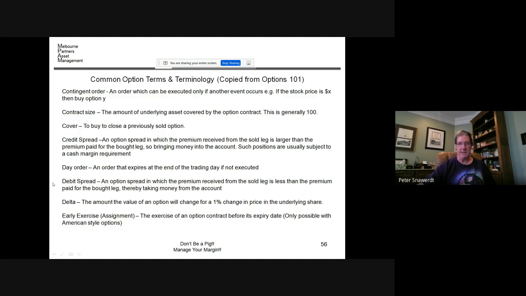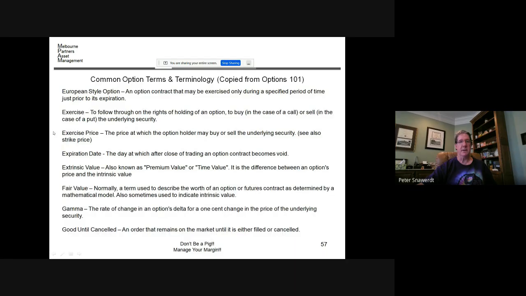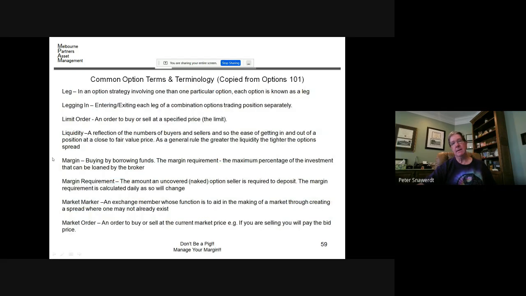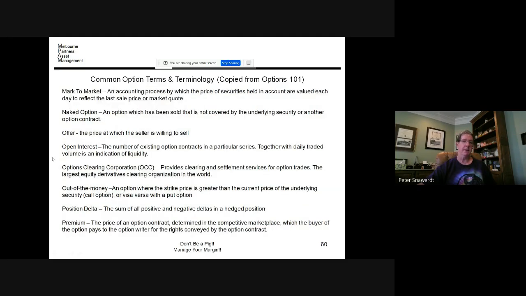We talked about American style options, European style options, the exercise price. We'll cover Gamma. Good until canceled, we talked a little bit about that. We will be covering Greeks in detail here soon. We did talk about implied volatility. Margin, and so on.